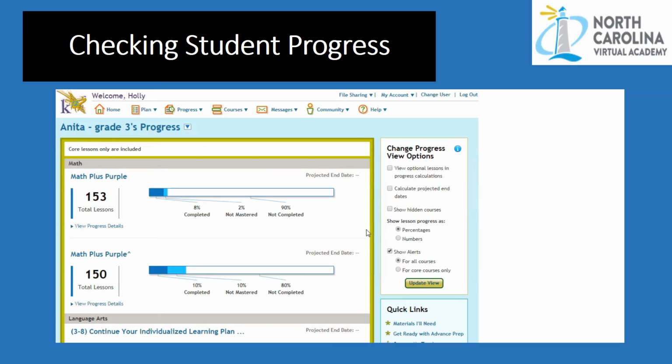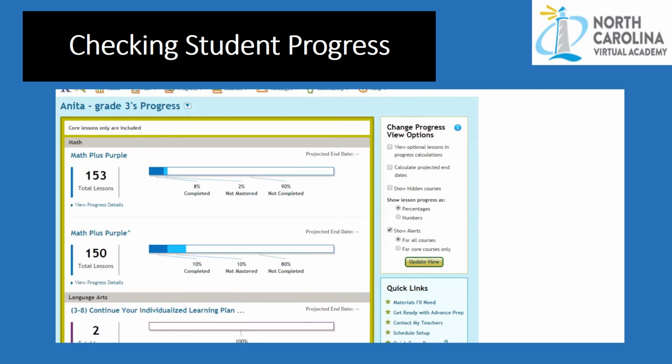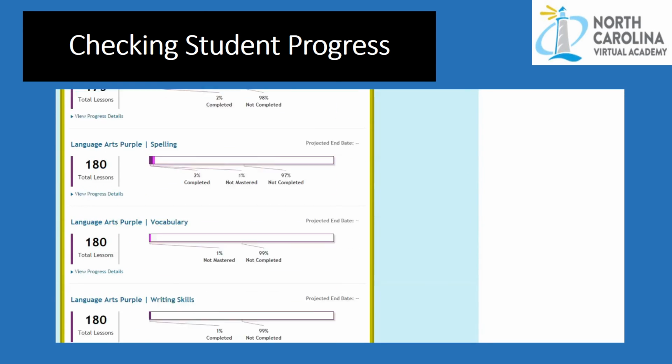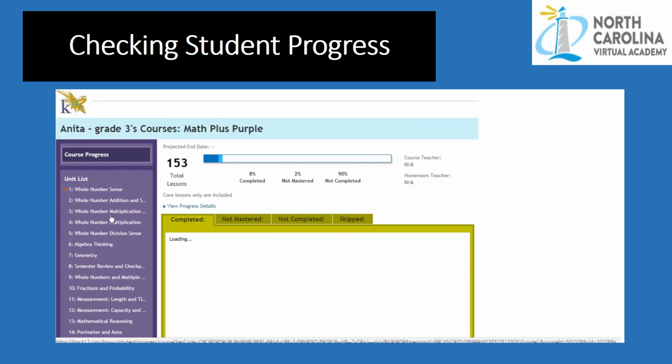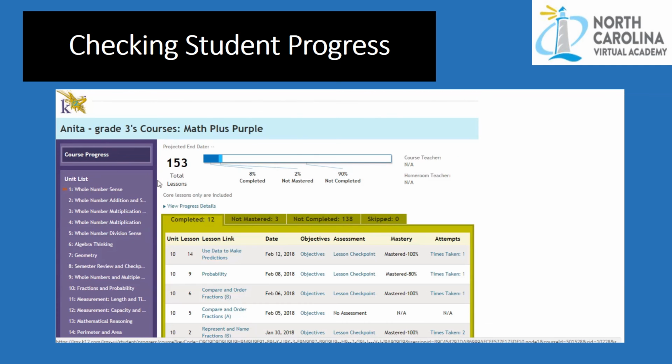You can look into each specific course. We do encourage learning coaches to check into each course. We'll look at math in this example. You should click directly on the course name as there are hyperlinks. From there, a unit list appears on the left. The progress bar remains in the center with each color coded, as well as additional tabs beneath the progress bar.